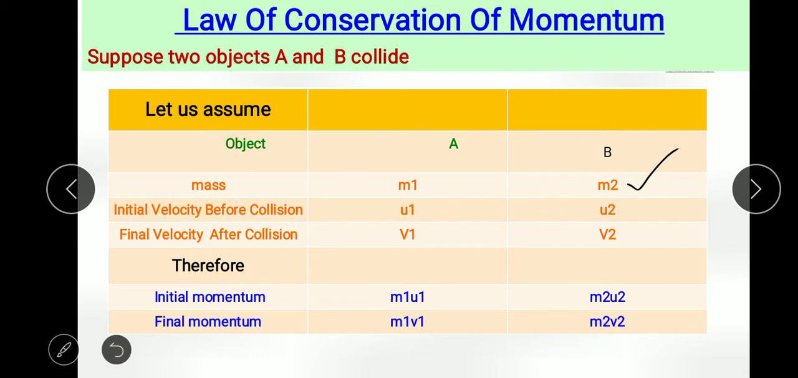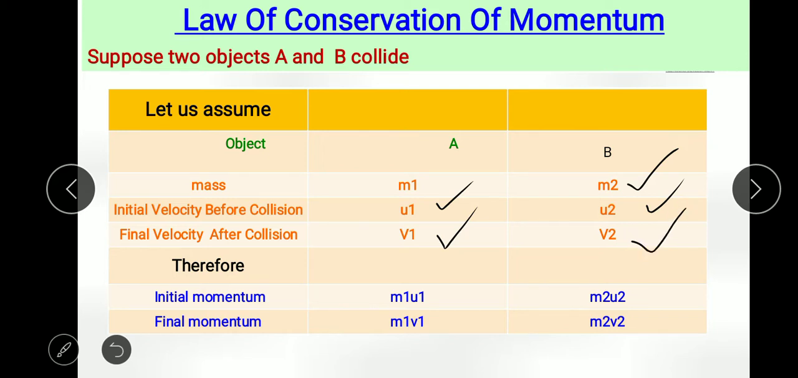In the same way, initial velocity, students: when initially the object A is traveling, suppose the initial velocity of object A is u1 and the initial velocity of object B is u2. After the collision, once they collide and hit each other, suppose the final velocity of object A is v1 and the final velocity of object B is v2, students.